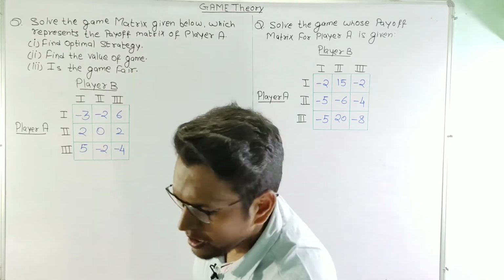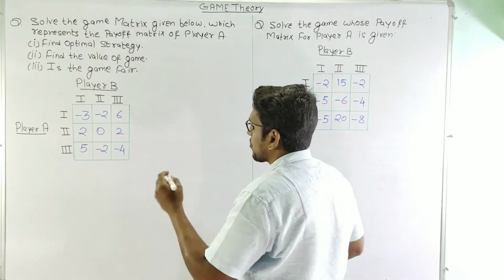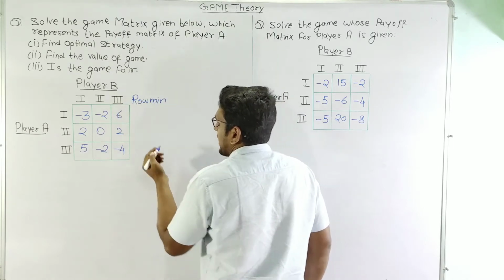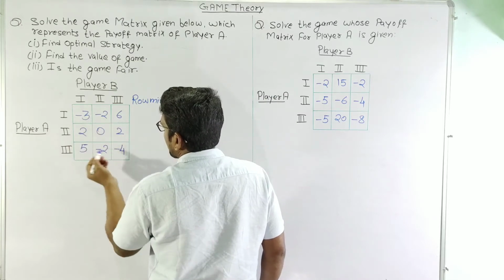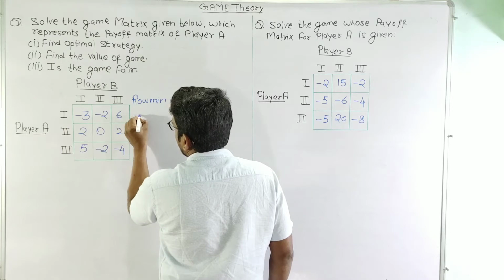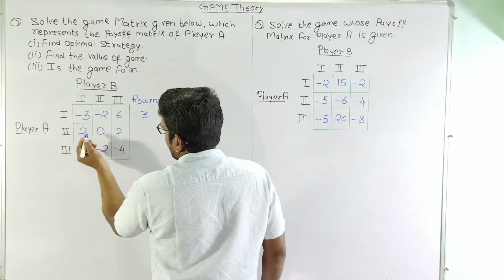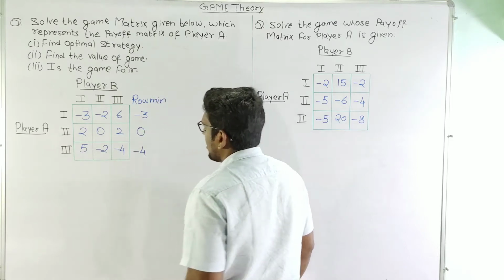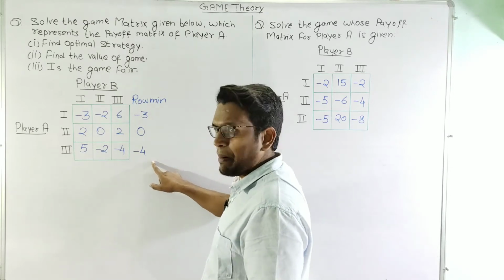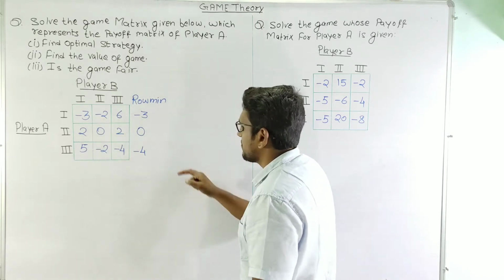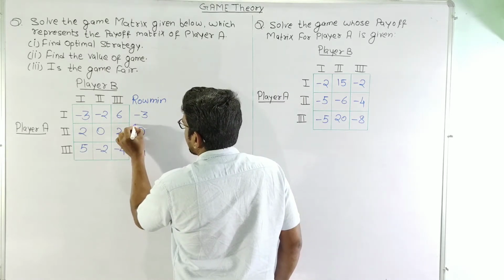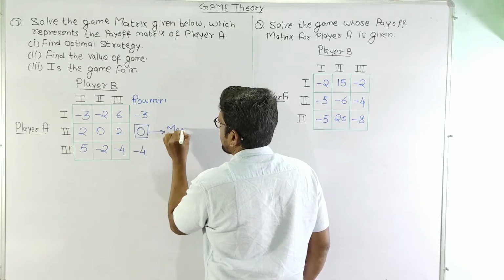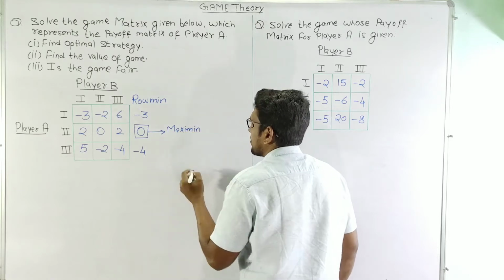In order to identify, first we will calculate the row minimum value. So we will calculate row min, and in this we will select the minimum value in each row. In the first row, the minimum value is -3. In the second row, the minimum value is 0. In the third row, the minimum value is -4. Now among these values, we will select the maximum value. We can see that among these values, 0 is the maximum value. So we can say that this is our maximin value.